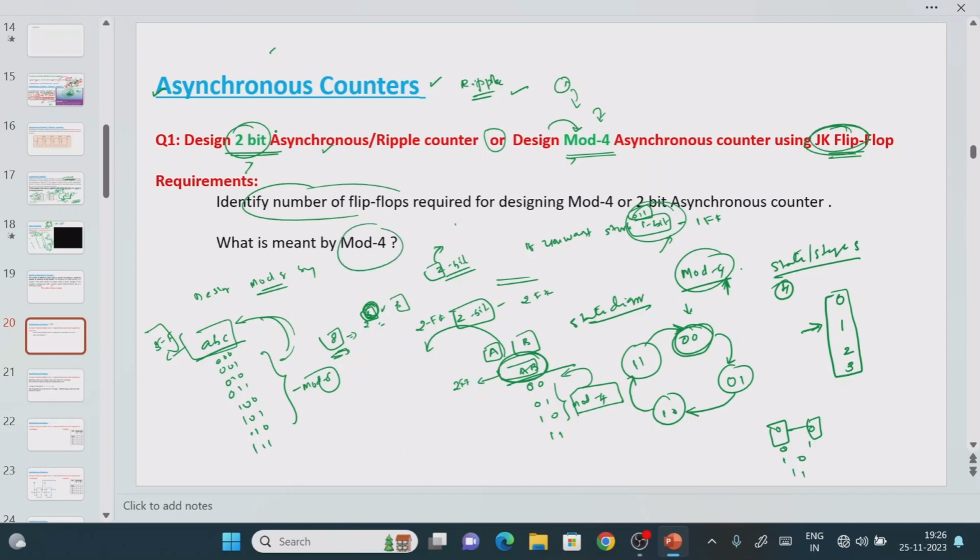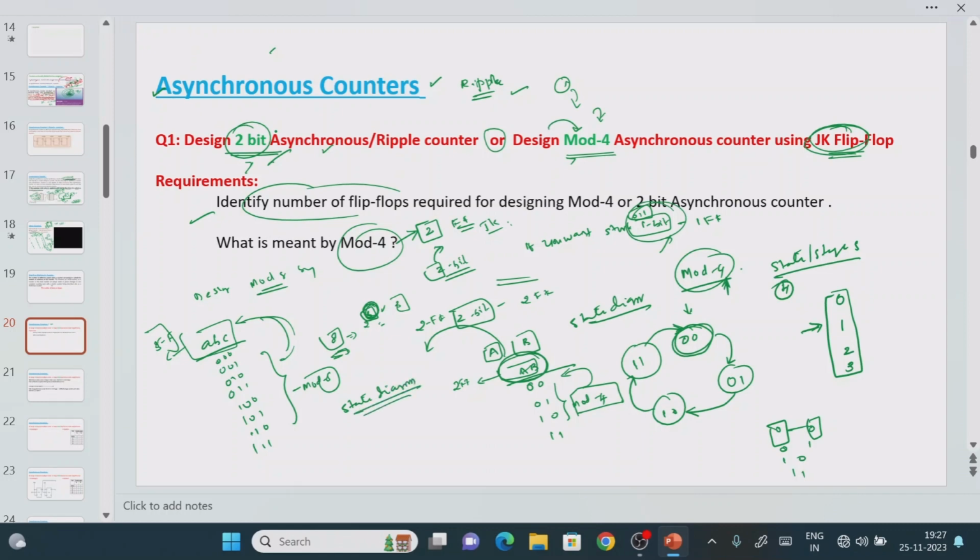So mod 4 means 4 stages. To perform 4 stages we require the 2-bit information. So 2-bit information we require 2 flip-flops, right? So first step is completed, identification of the number of flip-flops. So which flip-flop we require? JK flip-flop is required. Remember this point.